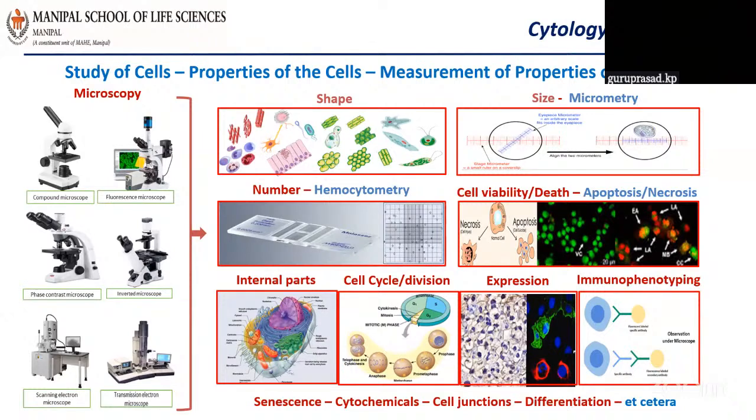At the same time, we are looking at the cells in the microscope, whether they are alive or dead. So the internal part, cell cycle. So additionally, we do immunophenotyping also. What do you mean by immunophenotyping?